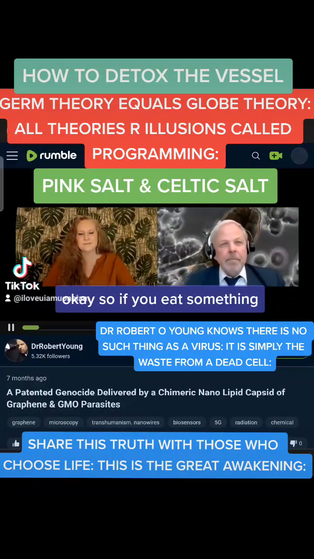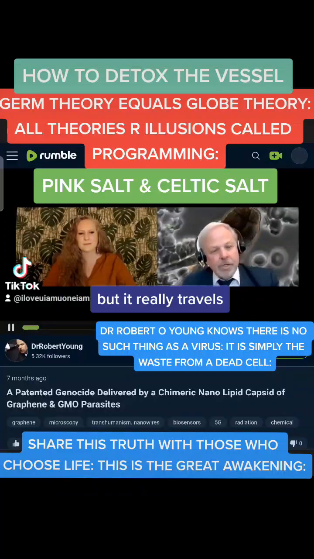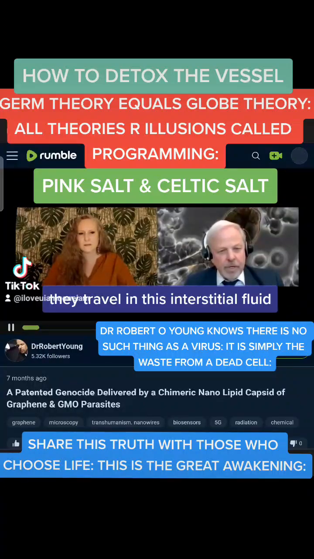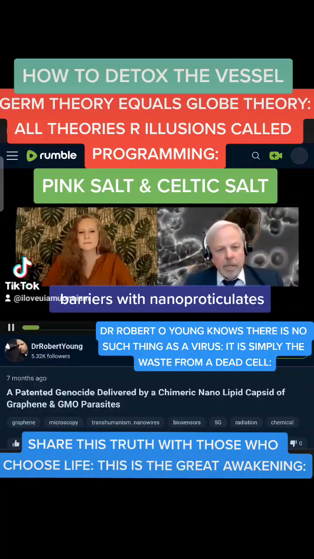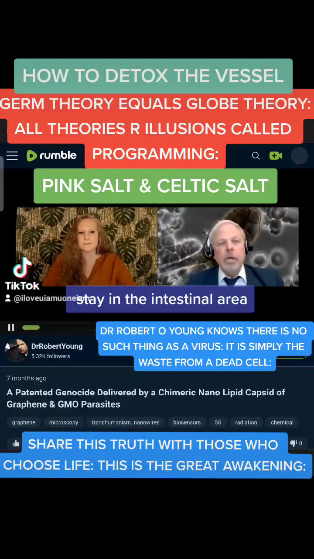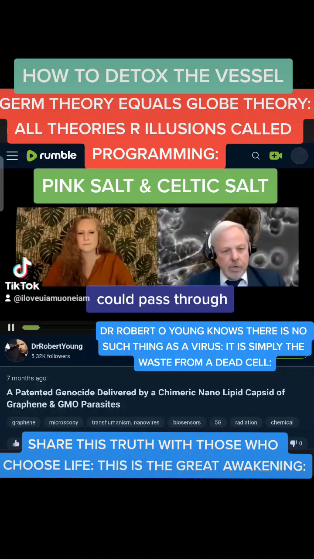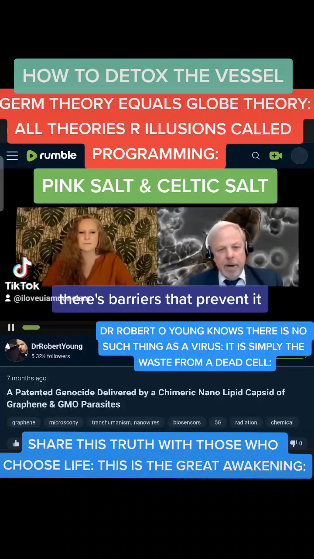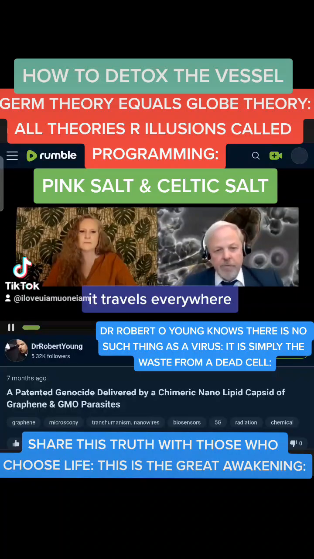Okay, so if you eat something, it can go into the blood, but it really travels, particularly the nanoparticulates and the microparticulates, in this interstitial fluid, and that's a very important point because there are no barriers with nanoparticulates. They go right through everything. So parasites usually stay in the intestinal area unless they're being inoculated, and some of the particulates could pass through, but it's a little more difficult. If we're talking about parasites in the lung, there are barriers that prevent it from going into the interstitial fluid, because once it goes into the interstitial fluid, it travels everywhere.